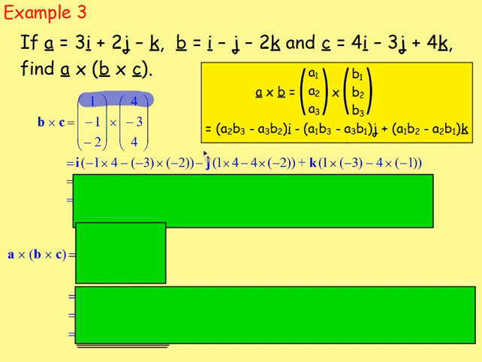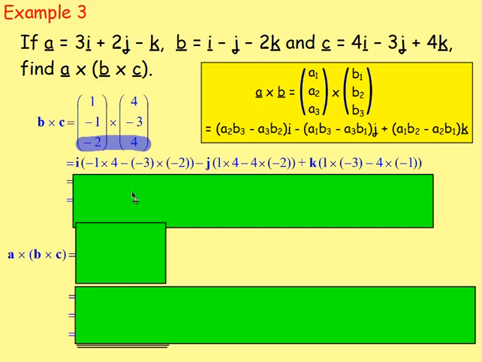Plus minus plus pattern, so you would have take away j, and then you would have, cover up the second row, you'd have the 1, the 4, the -2 and the 4. Work out the determinant of that, so 1 times 4, take away 4 times -2, and then you plus minus plus pattern, so plus k times, cover up the bottom row, and you've got this 2 by 2 matrix. So 1 times -3, take away the 4 times -1.